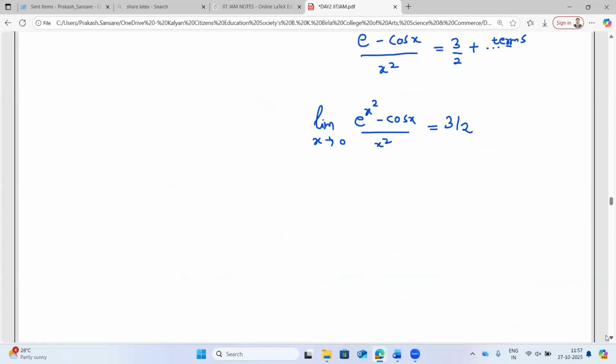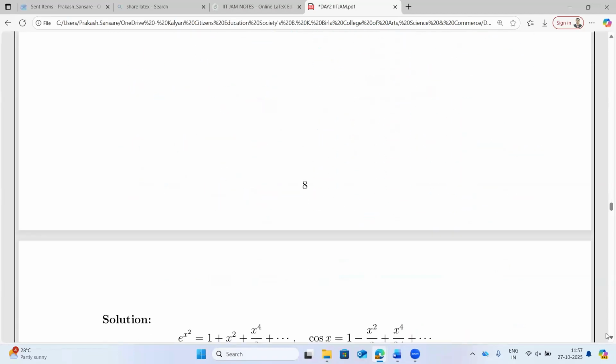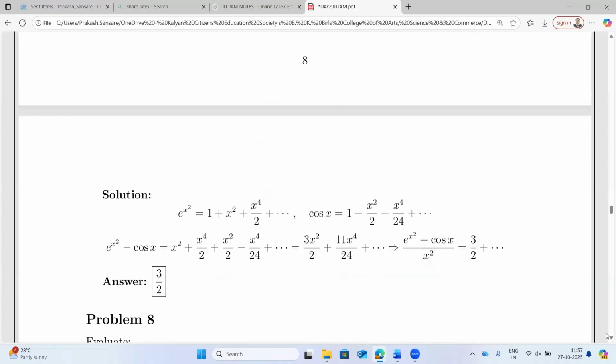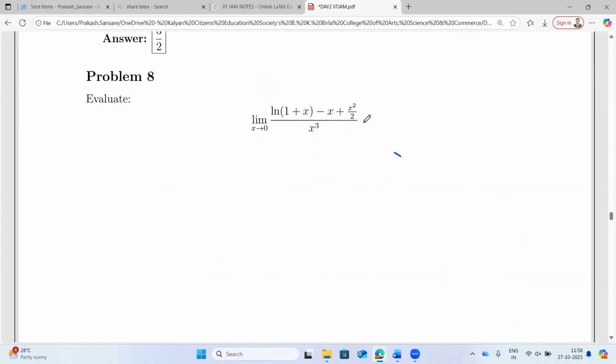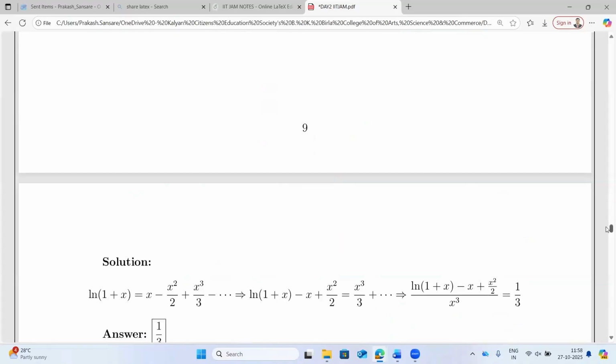Maybe I have 3 minutes more to go. I'll just say 3 by 2. So this question, I won't be taking ln of 1 plus x minus x, because I have already written a solution here.